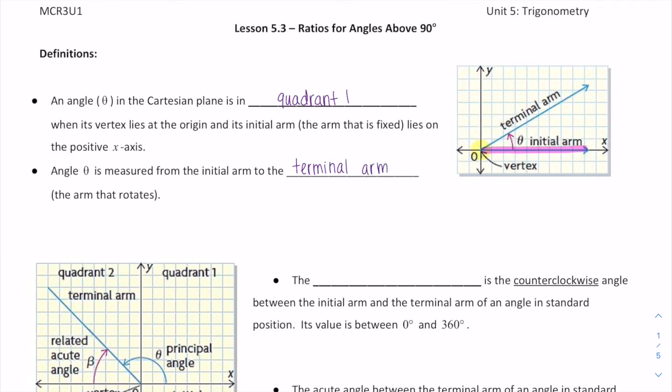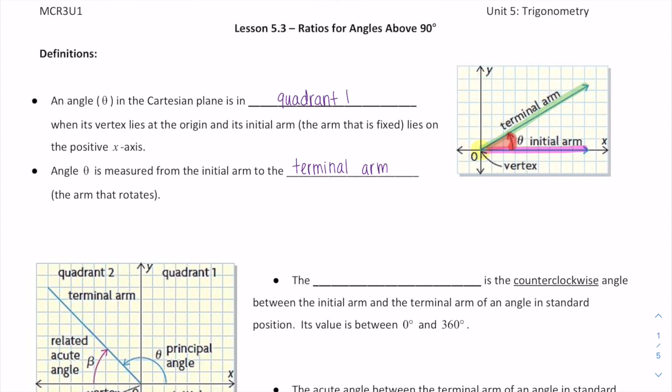So the way to think of it is my terminal arm starts at my initial arm and then increases up, kind of like an alligator mouth, until we get the angle that we're looking for inside here. And that terminal arm will get wider and wider, and the little alligator mouth will get bigger and bigger, giving us a bigger angle or a bigger theta. Up until this point, you've always looked at angles in quadrant 1 for a triangle, but now we're going to expand out of quadrant 1.